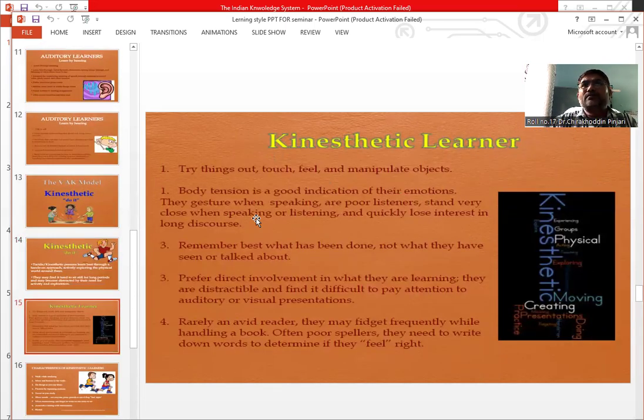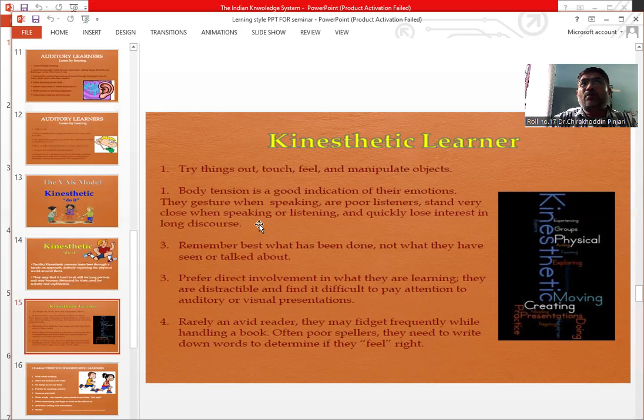Kinesthetic learners try things out, touch, feel, and manipulate objects. Body tension is a good indication of their emotions. They use gestures when speaking, are poor listeners, stand very close when speaking or listening, and quickly lose interest in long discourse. They remember best what has been done, not what they have seen or talked about.